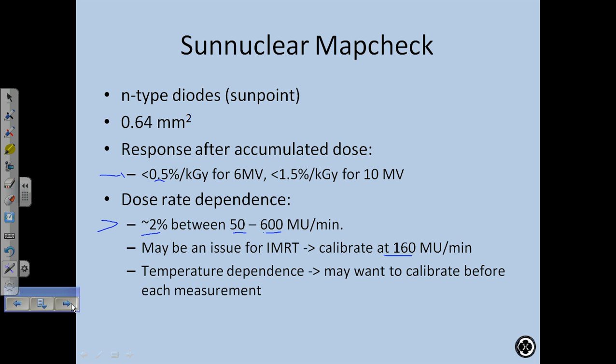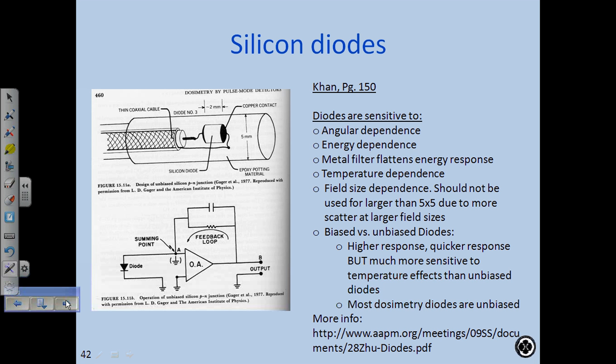Okay, some more information about diodes. Here's a schematic of a diode. There's the sensitive volume right there, and there's a copper contact. So this contact comes around and forms part of the cable. And here's the other contact. And this one here has a 2 millimeter depth. Epoxy. So when you see this, all you see is this outer case.